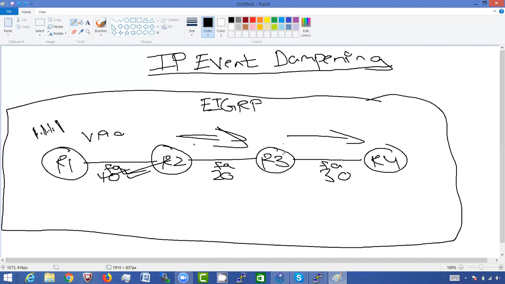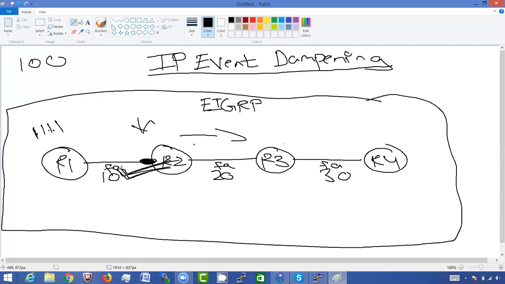So we have a feature called IP event dampening. Let's see what IP event dampening will do. Whenever this link is flapping, let's say we go on R2 on this interface and we have assigned this feature, IP event dampening, over here. Whenever this link flaps, R2 will assign a penalty to this link. Let's say the penalty is now 100.